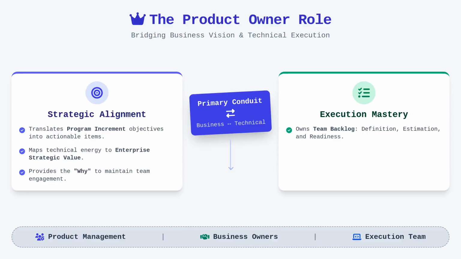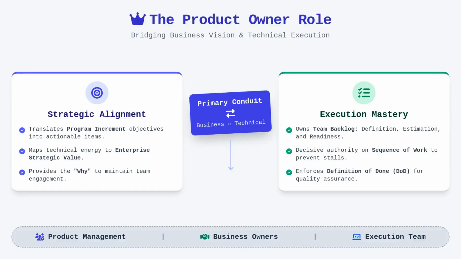The product owner must possess the authority to make decisions regarding the sequence of work during the iteration, which prevents the team from stalling due to unclear priorities. Furthermore, they are responsible for ensuring that the definition of done is met, which safeguards the quality of the increments being delivered. Without a strong product owner, the team often lacks the context required to understand the why behind their tasks, leading to a decline in engagement and output quality.